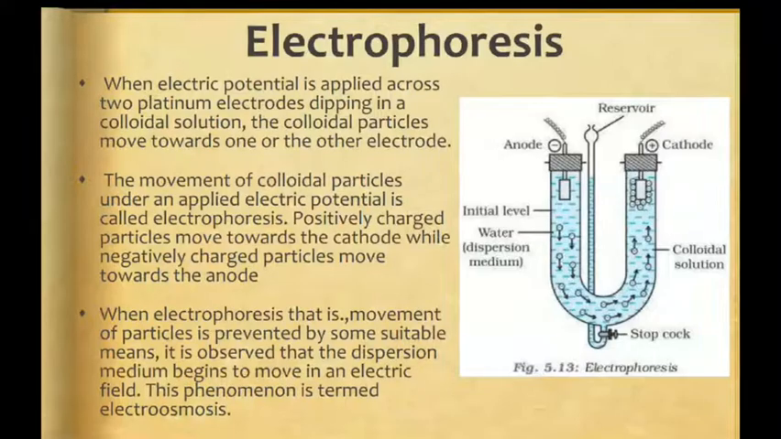Let us now proceed to electrophoresis. What is electrophoresis? When electric potential is applied across two platinum electrodes dipping in a colloidal solution, the colloidal particles move towards one or the other electrode. Movement of colloidal particles under an applied electric potential is called electrophoresis. Positively charged particles move towards cathode, while negatively charged particles move towards anode.